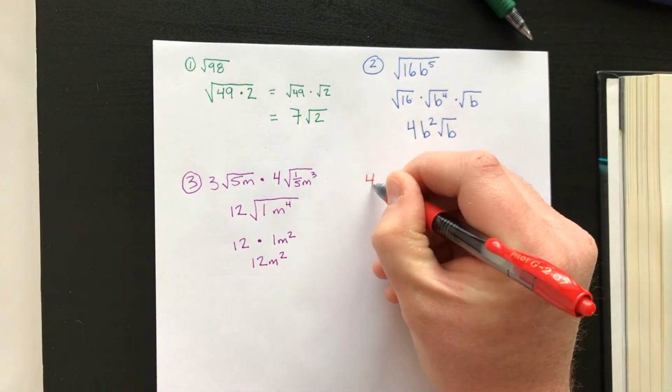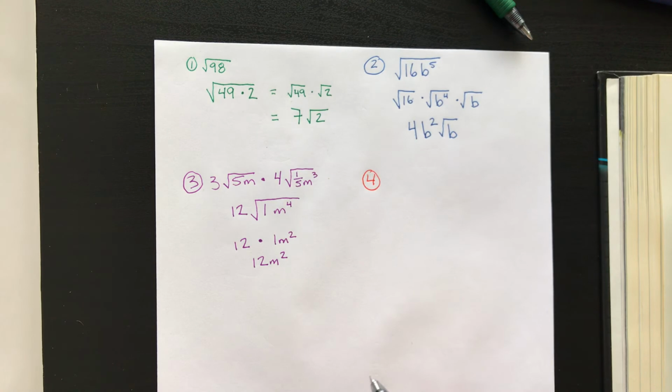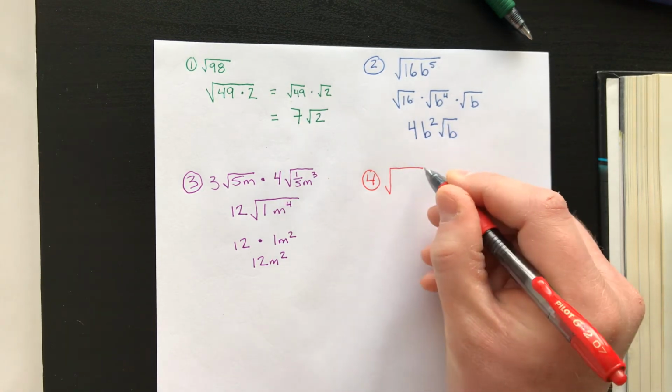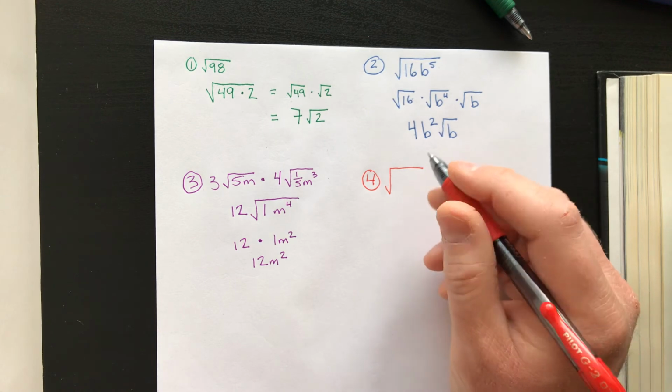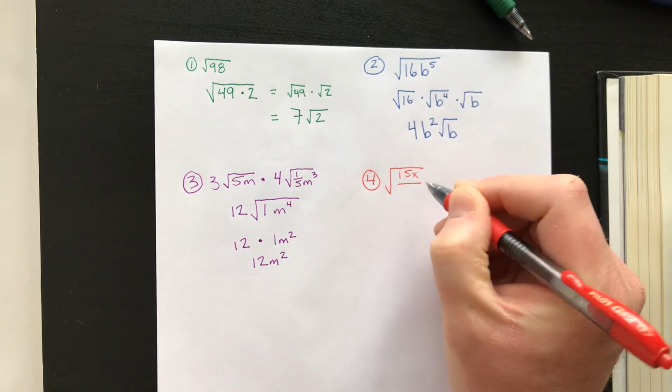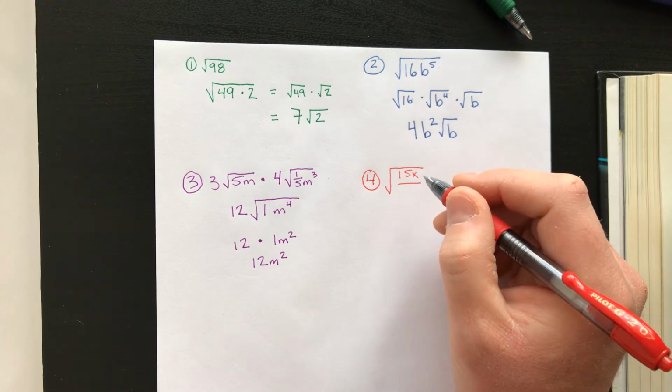Number 4. Number 4 says the square root of 15x all over x cubed.